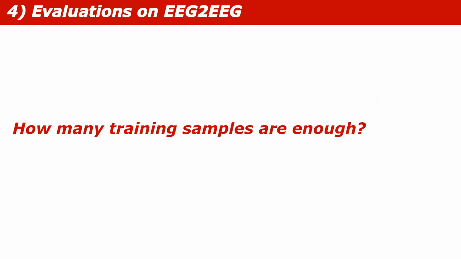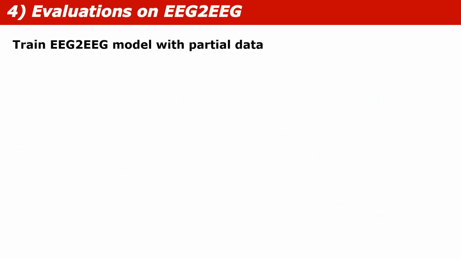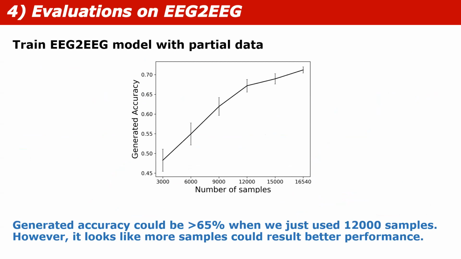Finally, we want to ask how many training samples are enough. So we trained the EEG2EEG model with partial data. And the result shows that generated accuracy could be higher than 65% when we just use 12,000 samples. However, it looks like more samples could result in better performance.